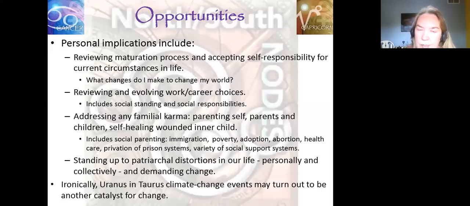I have too many planets in the outer signs. I'm too collective. This also includes on a social level. Evolving social standards and social responsibilities, maturing on a social level. It's asking us to address any familial karma, evolving how we parent ourselves, how we parent our parents if we're in that situation, our children in that situation, and of course, how do we heal our own inner wounded child?